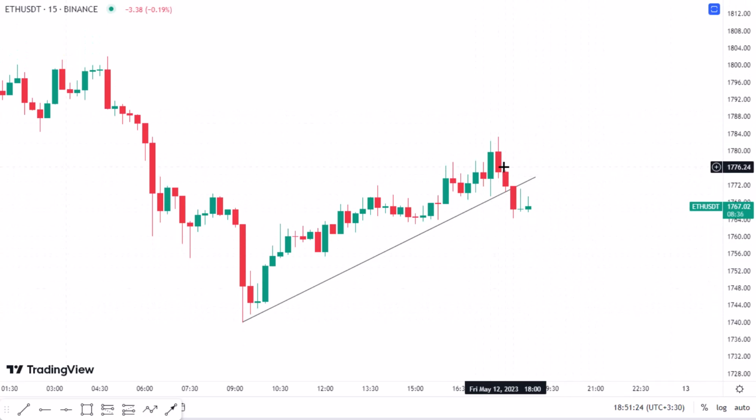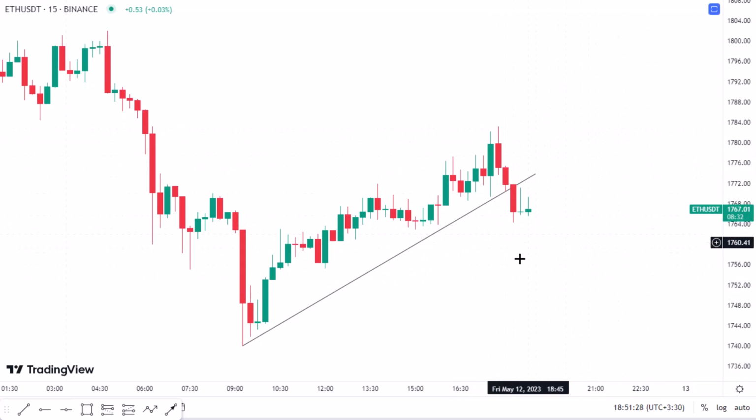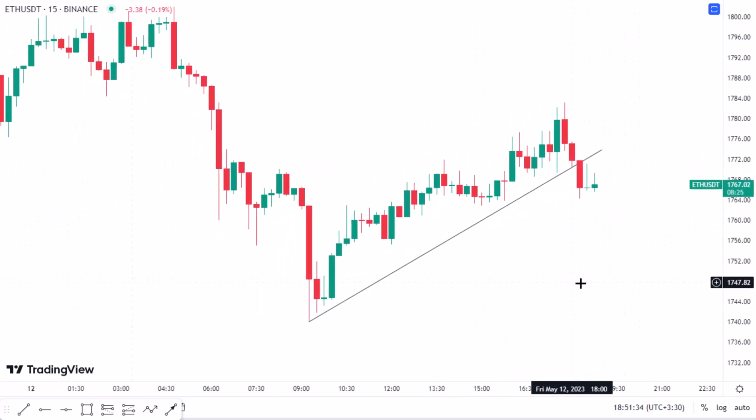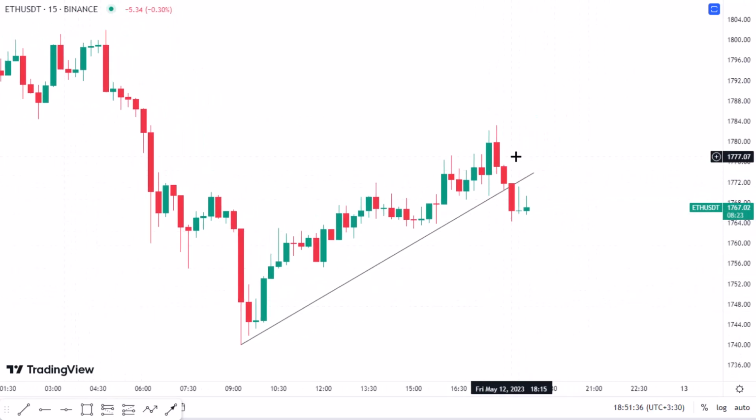Putting your stop loss here or here is no difference, but it makes your risk to reward bigger, because your risk is getting bigger, so your reward will be bigger too, okay? That is the difference between putting your stop loss here or here.